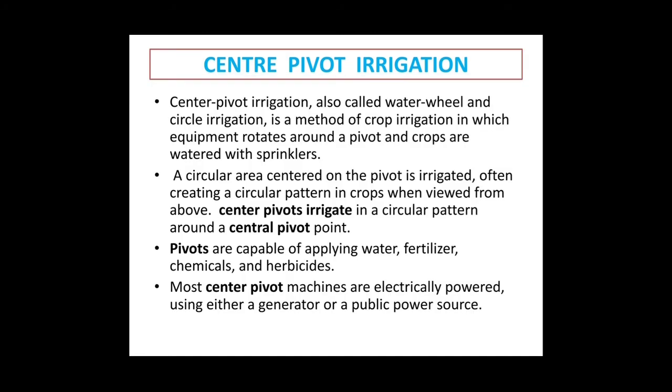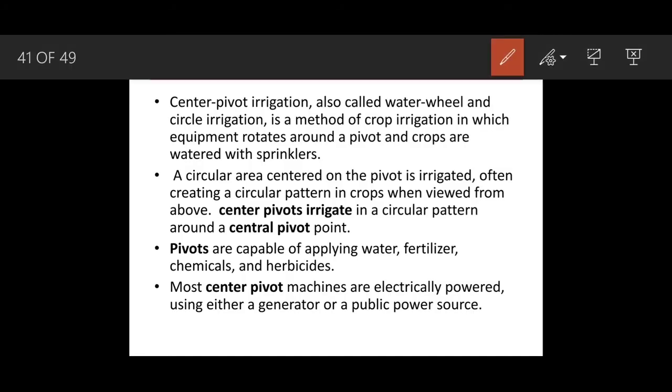Let's see the theory part I have written for you. First point, center pivot irrigation, also called water wheel and circle irrigation. You can mark this: water wheel or circle irrigation is a method of crop irrigation in which equipment rotates around a pivot and crops are watered with sprinklers. So there is a central thing, that is the pivot, and around the pivot the equipment rotates and gives water to a very large area. A circular area centered on the pivot is irrigated.